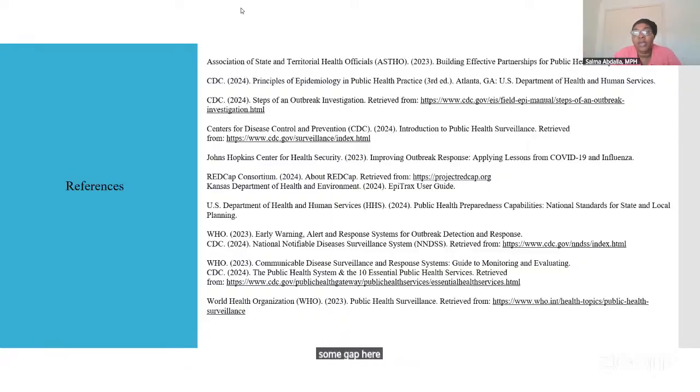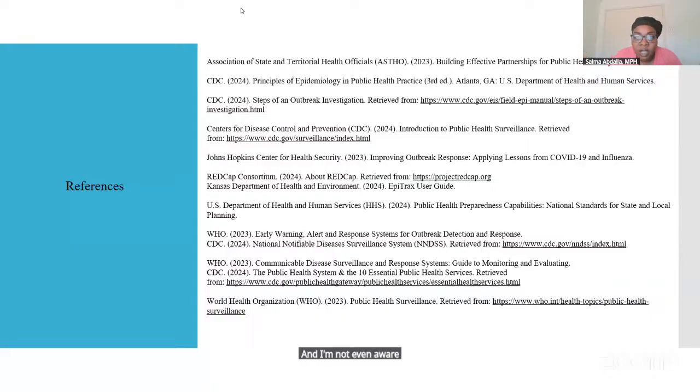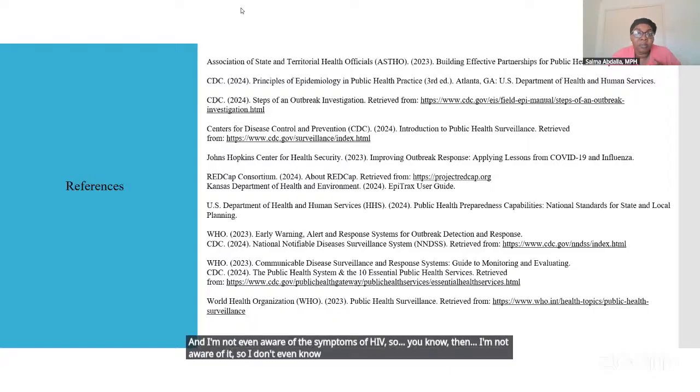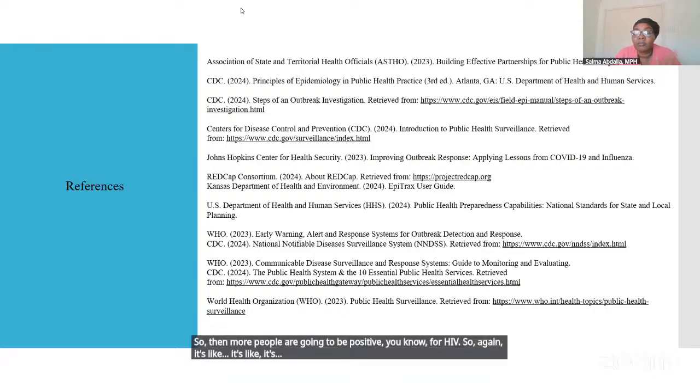So now it's like, okay, I'm not going to my doctor. I'm not seeing my provider. I'm not getting all these yearly tests that I'm supposed to be getting. And I'm not even aware of the symptoms of HIV. So then I'm not aware of it. I don't even know that I have it. And I'm being with other people and things like that. So then more people are going to be positive for HIV. So it's all about disease prevention and preventing the disease before it happens.